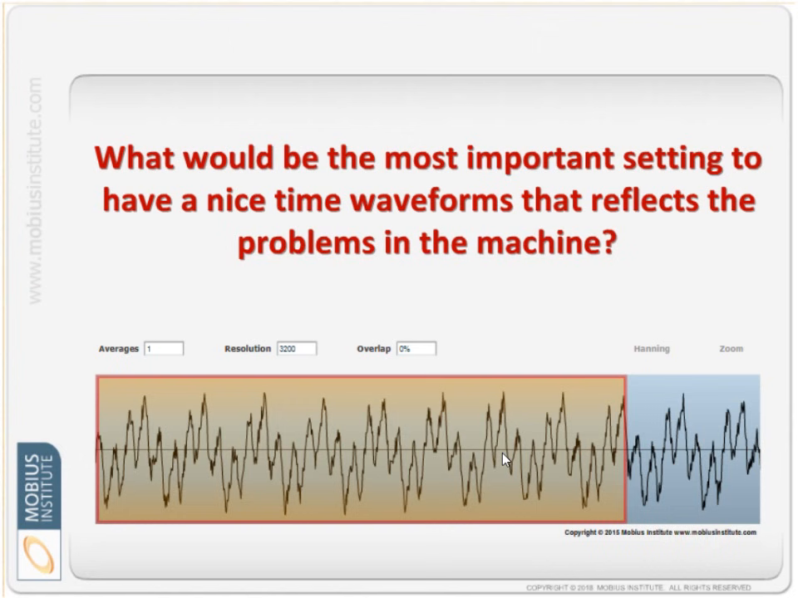So I kind of like getting my time waveform settings right from the get-go so that I can just look at my time waveform and say, aha, I can see signs of a problem, or there are no signs of a problem, and we're done. So sometimes, though, it's good to have this long time waveform because, as I just mentioned a moment ago, we can see beating, we can see cavitation, we can see problems in gearboxes that are hard to detect otherwise.